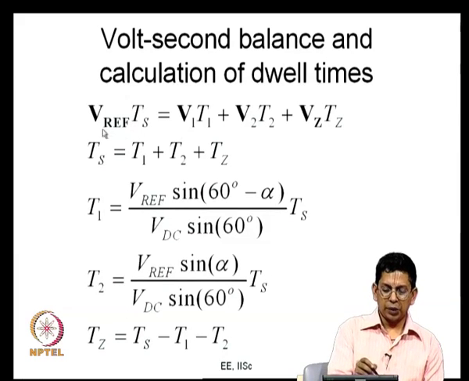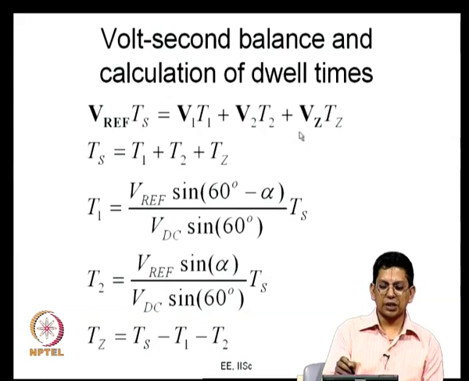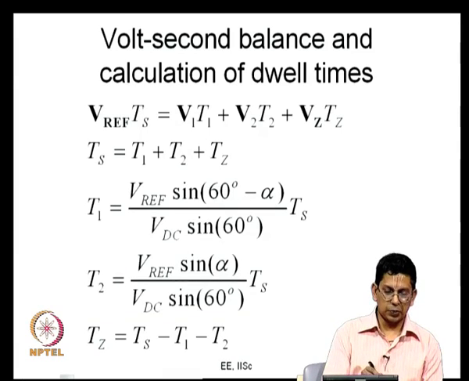So, this being a vectorial equation, there are 2 equations here, plus one more equation, so 3 equations and 3 unknowns, you can solve for them. You can get T1, T2 and Tz: T1 and T2 in terms of Vref and alpha like this, and Tz is Ts minus T1 minus T2, as we saw in the previous lectures. So, this is how you calculate the dwell times for all of them. This is in space vector based PWM.